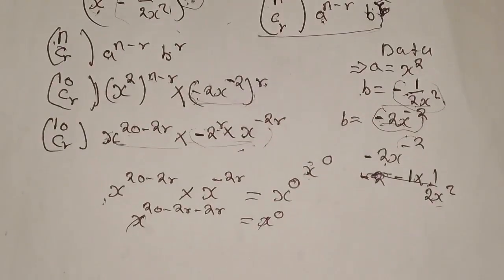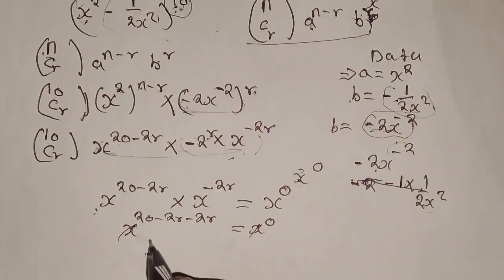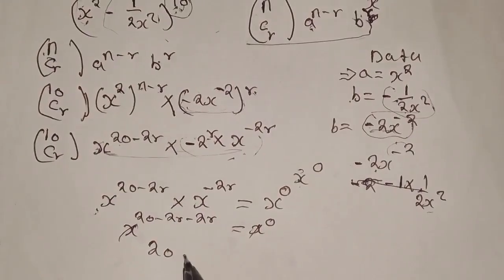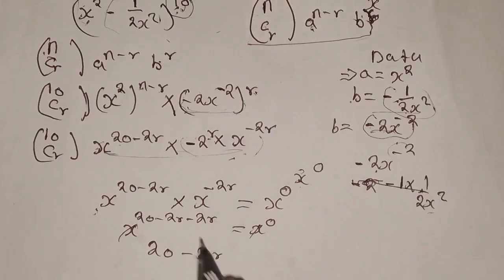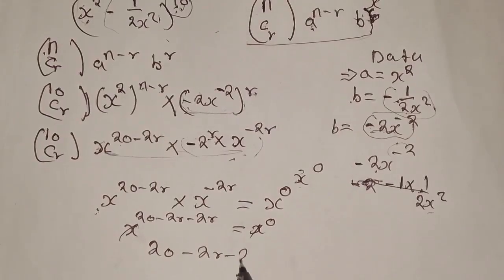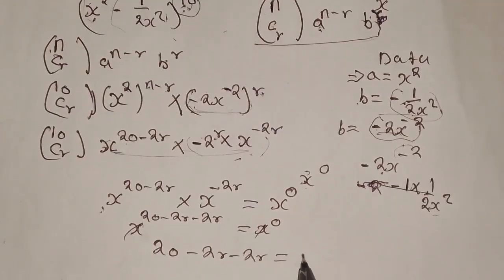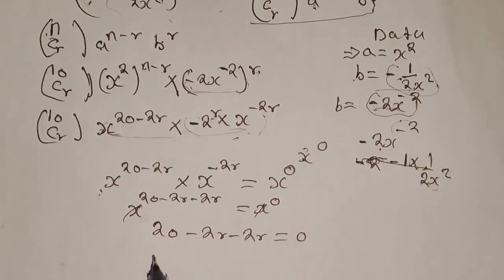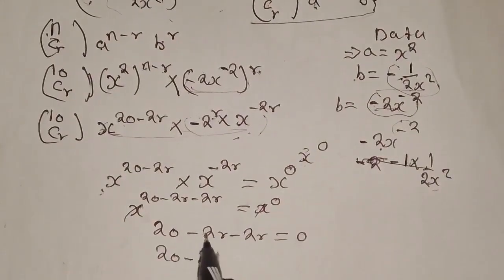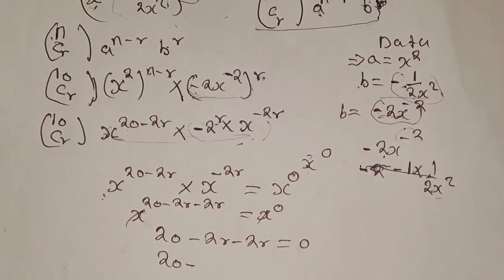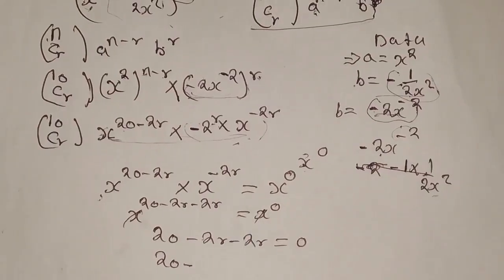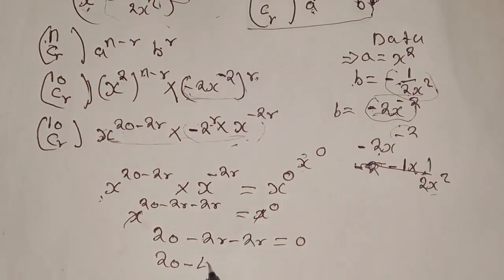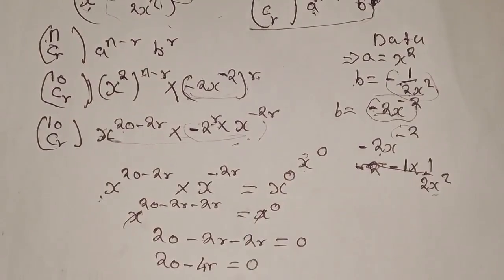So if you see here, we have the same base, so this and this can cancel. I believe we know this. So we're going to have 20 minus 2r minus 2r is equal to 0. Negative 2r and negative 2r are like terms, so we can add them. Negative 2r minus 2r will give you 4r, so we have 20 minus 4r is equal to 0.